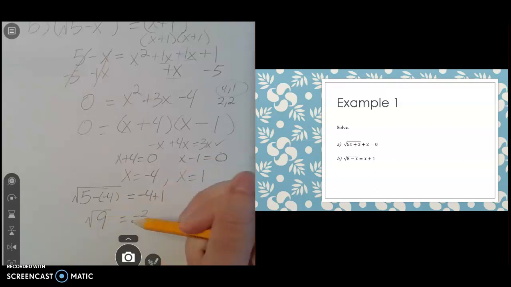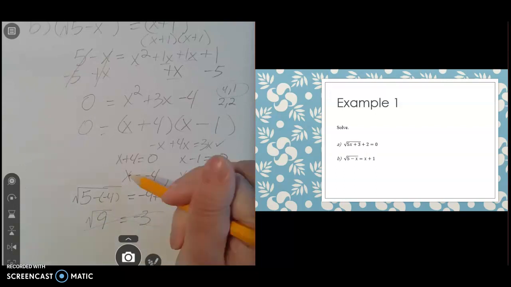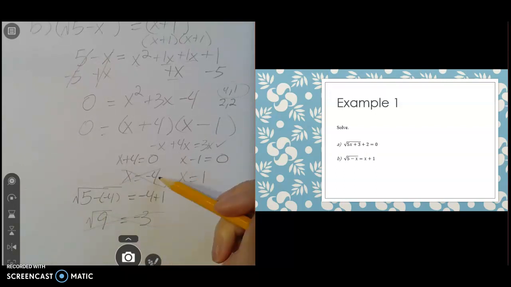So is the square root of 9 equal to negative 3? No, it equals positive 3. That doesn't work, which means that negative 4 is not really a solution to my original equation.